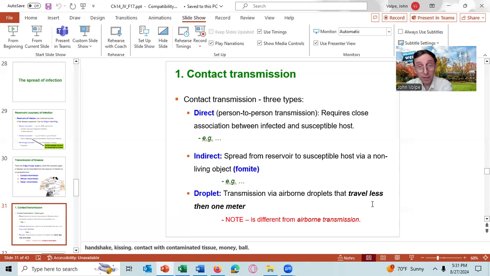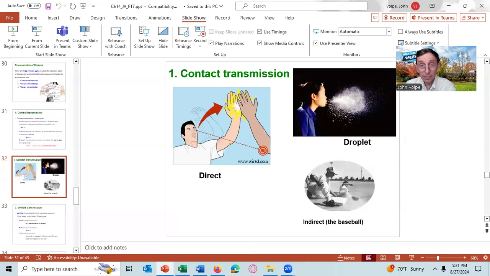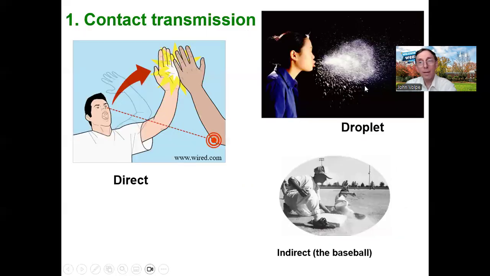Droplet transmission is via airborne droplets that travel less than 1 meter. That is considered contact transmission. I'm not going to talk much about droplet transmission, and I won't hold you responsible for it. Let me show you a picture right here. Let me blow that up. So right there is about the distinction. On this side would be droplet transmission. On this side would be airborne transmission.